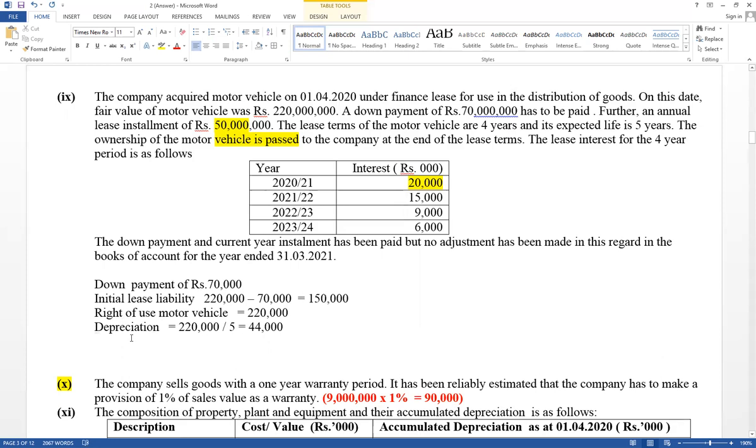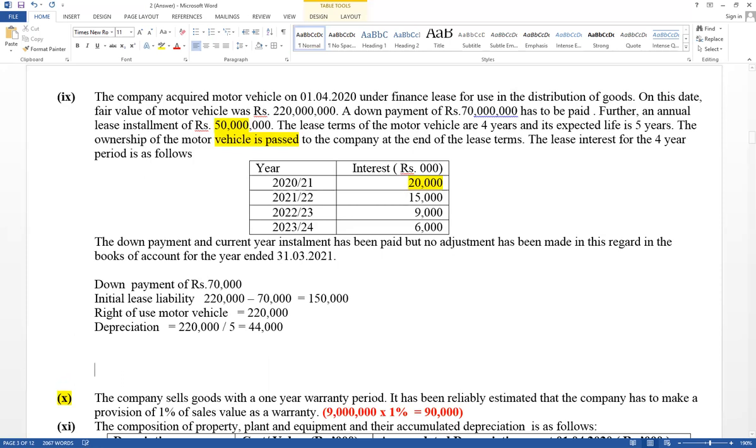Then depreciation expense account debit, accumulated depreciation account credit, as well as annual interest: lease interest expense account debit, lease creditor credit. And the installment paid in cash: cash account credit, lease creditor debit. Lease creditor also should be recognized as a current liability and non-current liability.